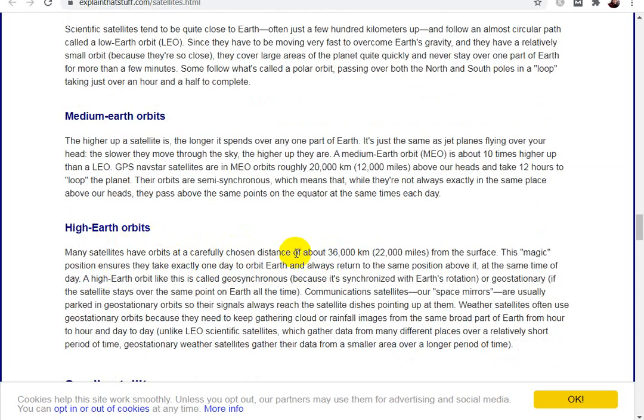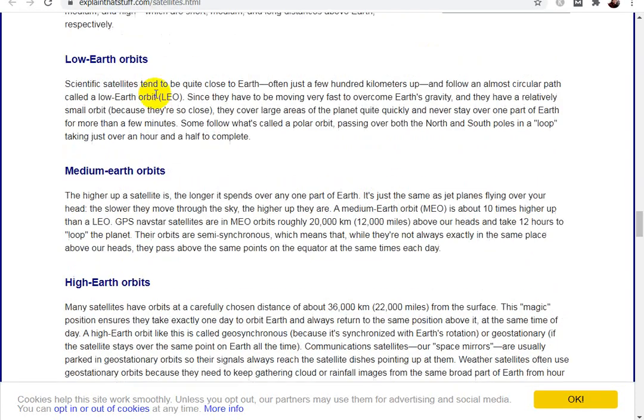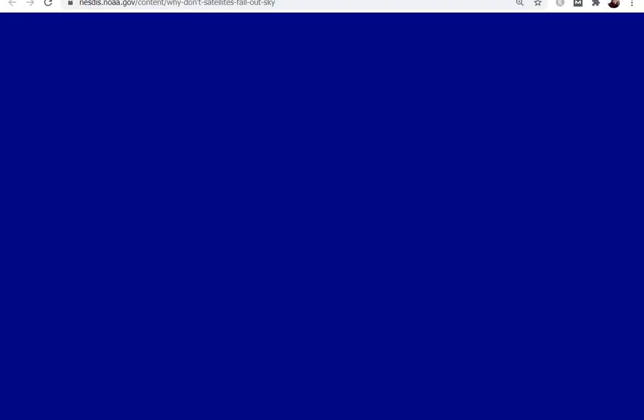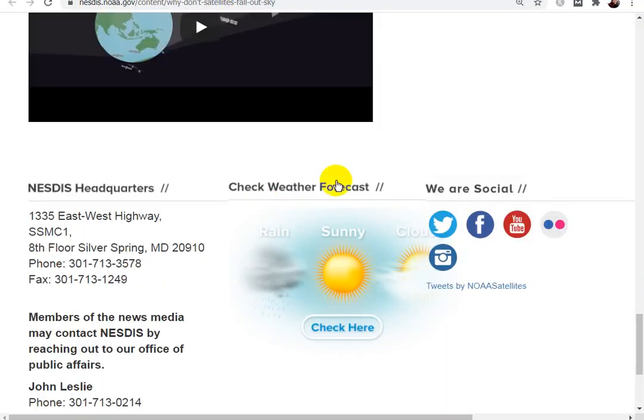High earth satellites move slowly because they don't need to overcome the gravitational force as much. But low earth satellites need to move quickly to overcome the gravitational force. So we have learned there are three types of satellite: low earth, medium earth, and high earth satellites.